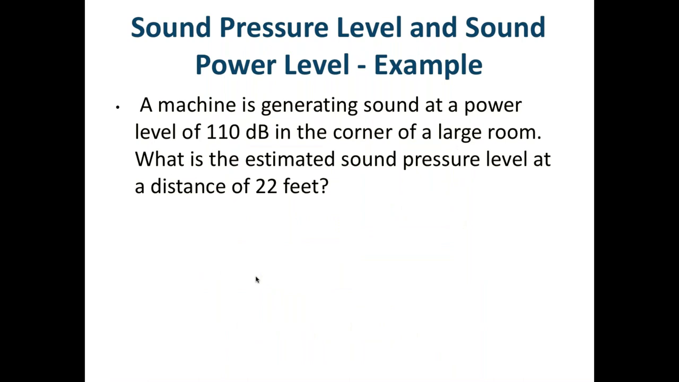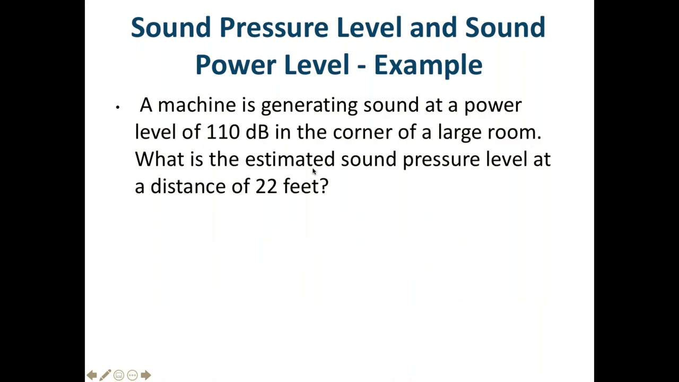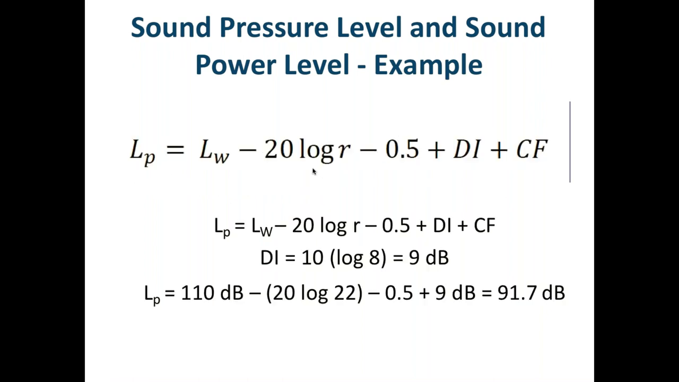So, a machine is generating sound at a power level of 110 decibels in the corner of a room. 110 decibels in the corner of a large room. What is the estimated sound pressure level at a distance of 22 feet? Okay, so here's our formula.